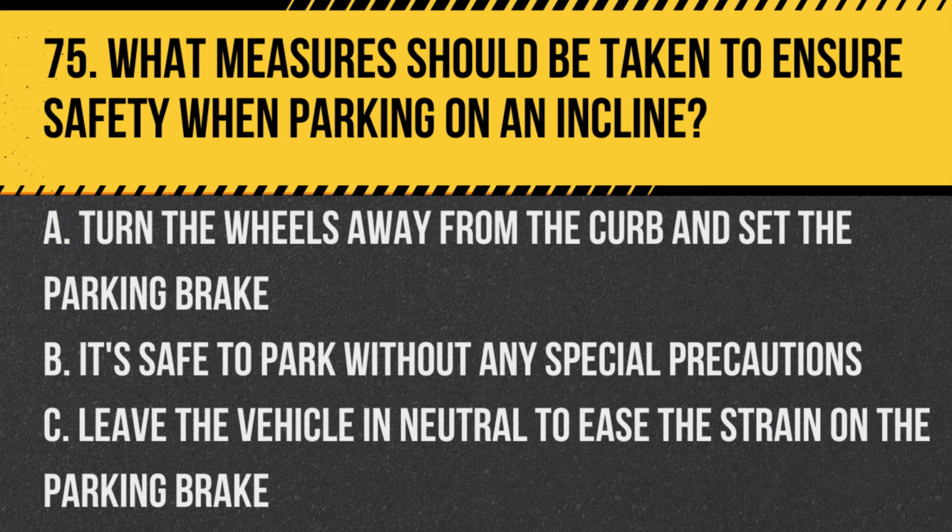Question 75. What measures should be taken to ensure safety when parking on an incline? A. Turn the wheels away from the curb and set the parking brake. B. It's safe to park without any special precautions. C. Leave the vehicle in neutral to ease the strain on the parking brake. Answer. A. Turn the wheels away from the curb and set the parking brake. This prevents the vehicle from rolling.